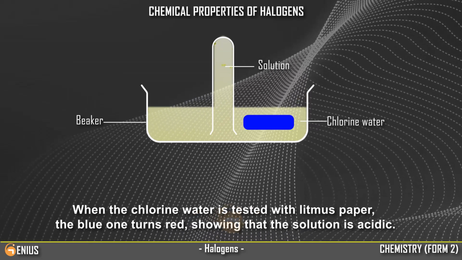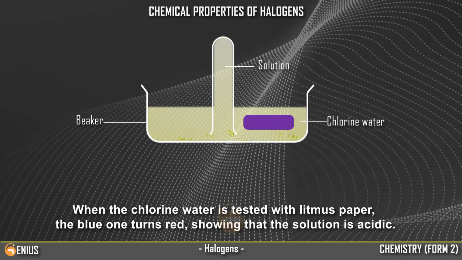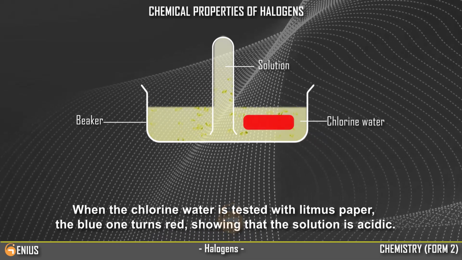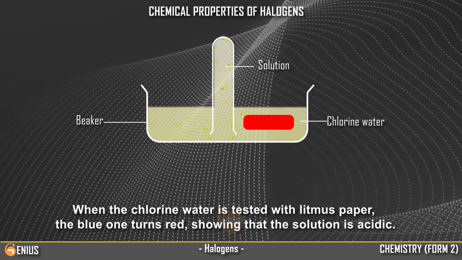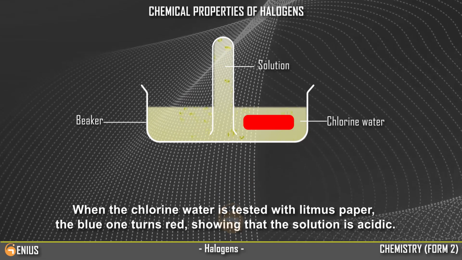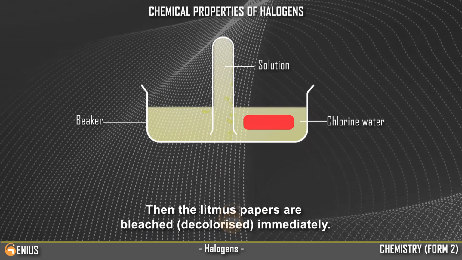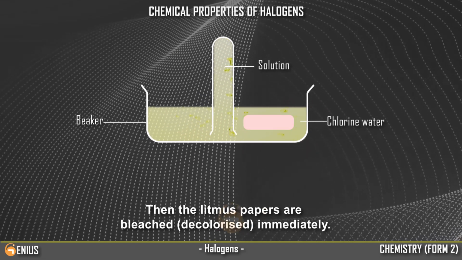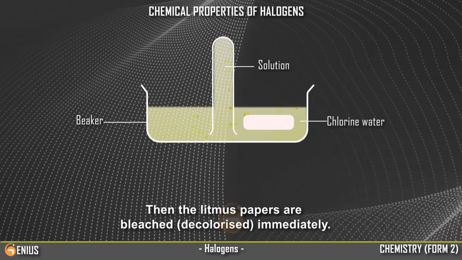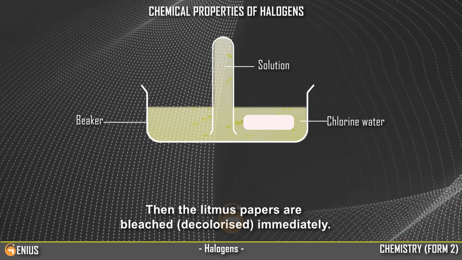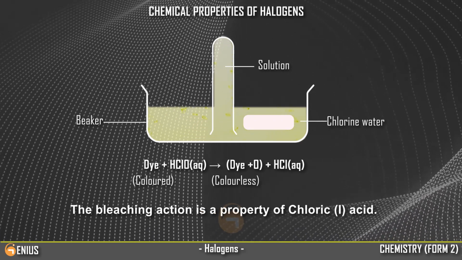When the chlorine water is tested with litmus paper, the blue one turns red, showing that the solution is acidic. Then the litmus papers are bleached, decolorized, immediately. The bleaching action is a property of chloric(I) acid.